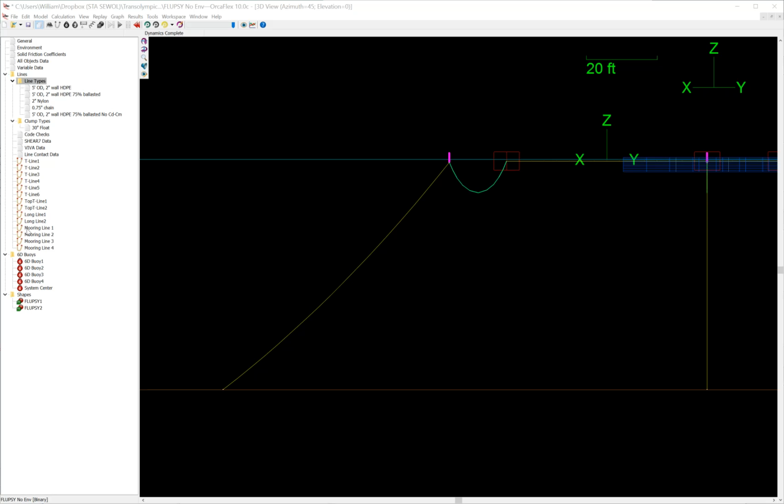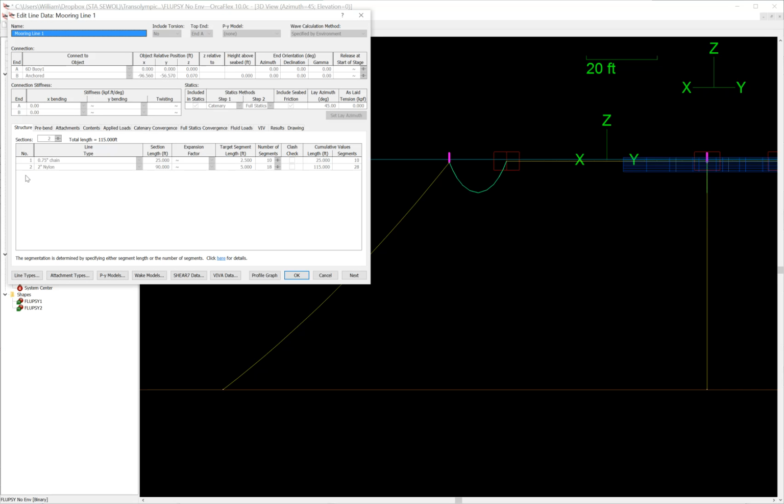If we look at what that mooring line is made up of and its structure, it is made up of 0.75-inch chain for 25 feet and then 2-inch nylon for 90 feet. One end, the top end A, is attached to a 6D buoy called 6D buoy 1, and the other end is attached to anchor. The coordinates of the anchor are given, and I've attached it to the center of the 6D buoy, which is in the corner of the object.